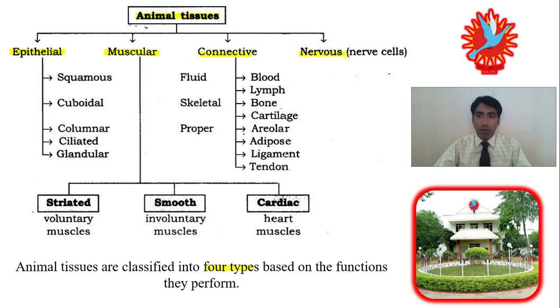But in this chapter we are going to discuss only the epithelial tissue and muscular tissue, as this topic is very lengthy. In this video we will discuss the types of epithelial tissue: squamous, cuboidal, columnar, ciliated and glandular epithelial tissue. Apart from that, we will also discuss the various types of muscular tissue: striated, smooth and cardiac muscles. So are you ready? Let's begin this chapter.